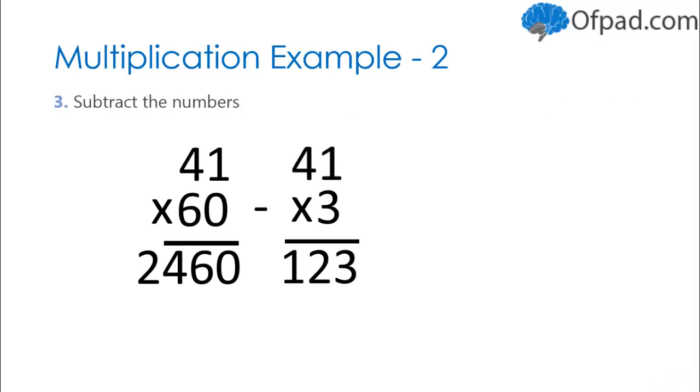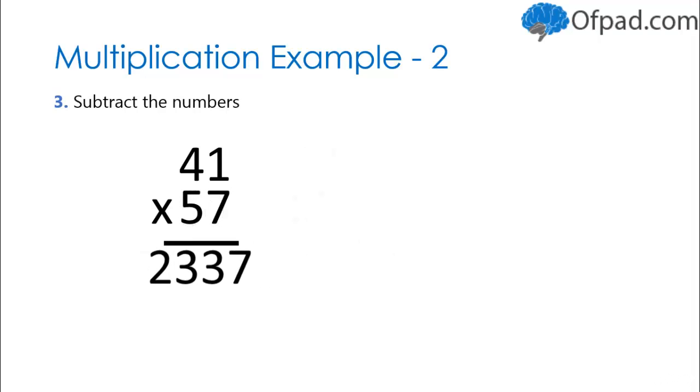Subtract the two numbers. 2460 minus 123 gives 2337 and the answer is 2337. Let us look at another example.